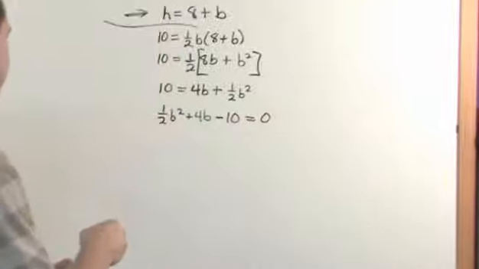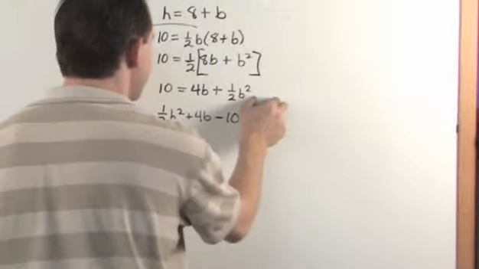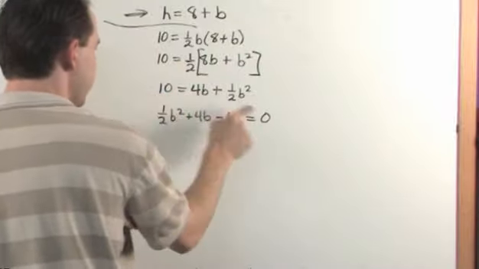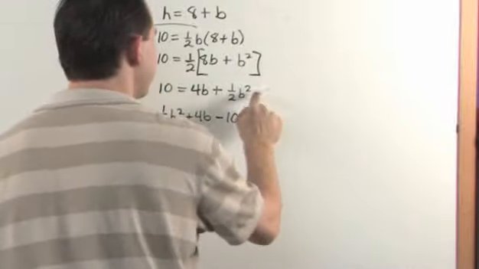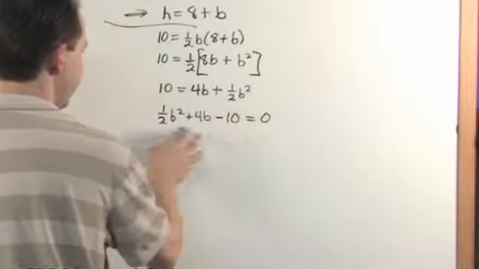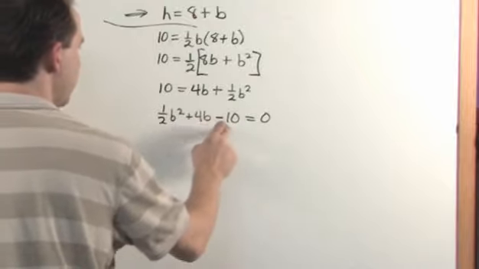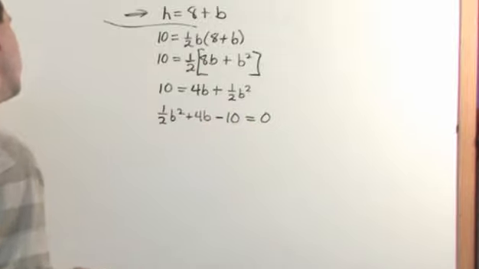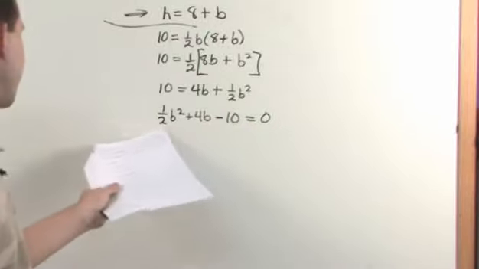Now make sure you understand that. I subtracted 10 from both sides. Minus 10 gives me 0. Moving it over here gives me a minus 10. And that's just everything down here. The 1/2 b squared, the 4b, minus the 10 gives me 0. Now, I do not like having a 1/2 there.